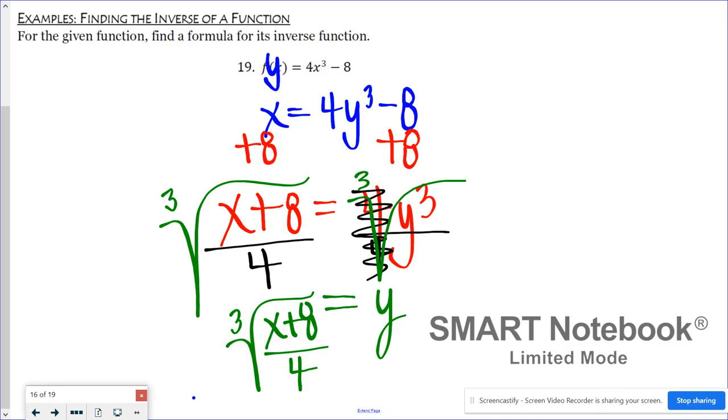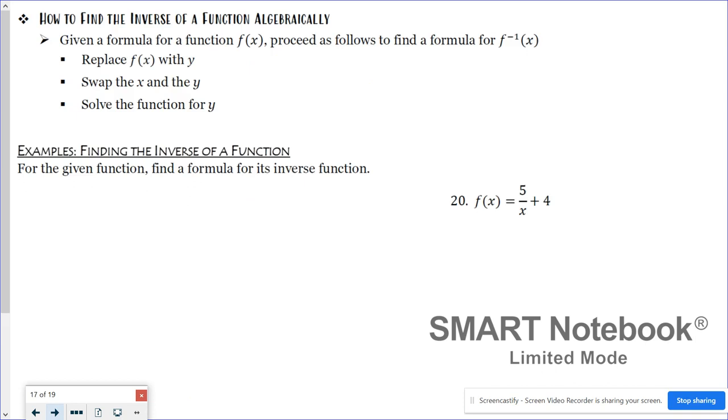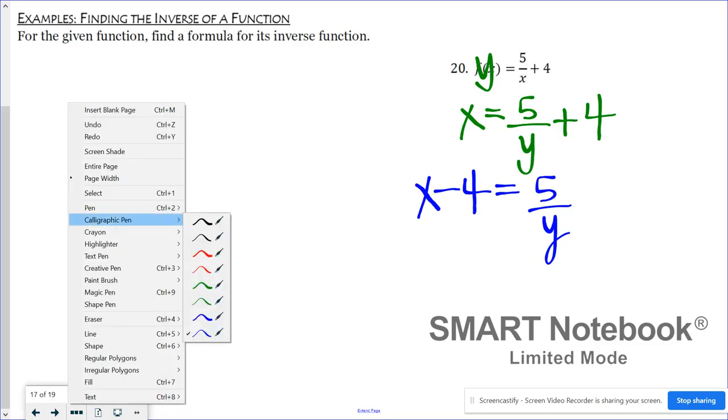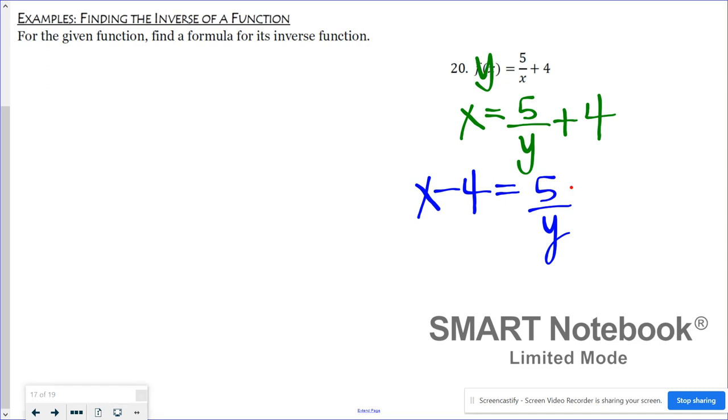So 3 simple steps. Step 1, replace the function notation with y. Step 2, switch the x and the y. If we do that, we get x is equal to 5 divided by y plus 4. And then step 3, solve the function for y. In this one, I would need to subtract the 4 from both sides. That's going to give me x minus 4 equals 5 divided by y. And I say 5 divided by y because to undo that division by y, I would need to multiply both sides by y.